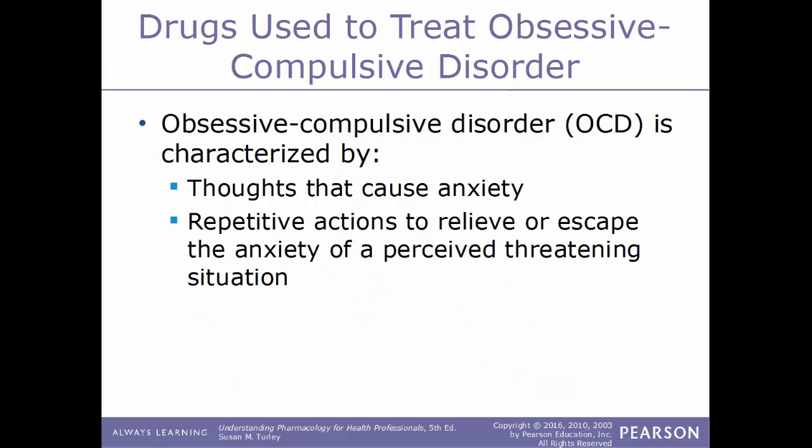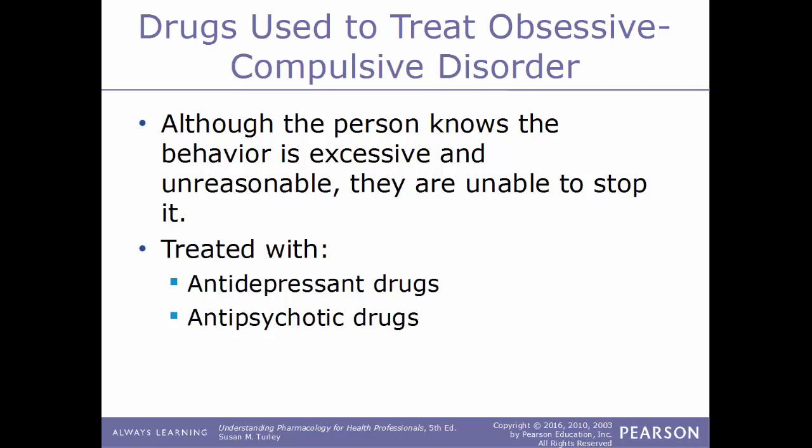Alright, now we'll talk about drugs that are used to treat OCD, Obsessive Compulsive Disorder. Now, this condition is characterized by thoughts that cause anxiety, and the repetitive actions are to relieve or escape the anxiety of a perceived threatening situation. And although the person knows that the behavior is excessive and unreasonable, they are unable to stop doing them. So OCD would be treated with either antidepressants or could be treated with antipsychotic drugs.